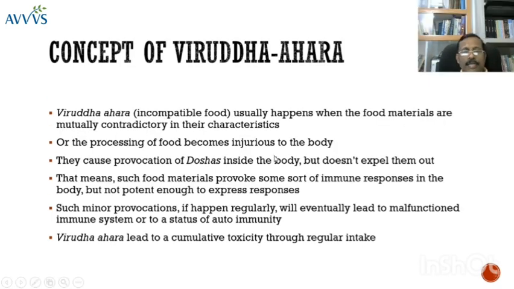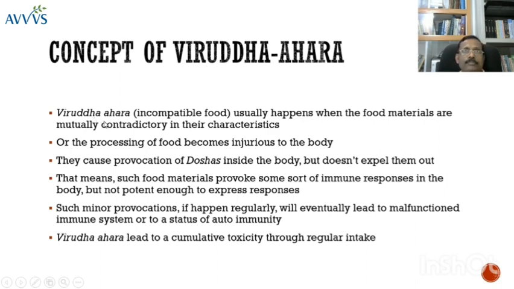Next is a very important area which is regarding the Viruddha Ahara. Viruddha Ahara means some sort of incompatible food, which usually happens when the food materials are mutually contradictory in their characteristics. It's a very basic definition of Viruddha Ahara. When you prepare food items by adding ingredients which are mutually contradictory by some of their characteristics, such a preparation will become something like toxic to your body. So that is a very basic meaning of Viruddha Ahara.